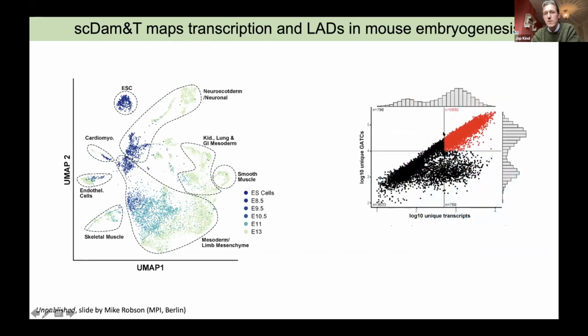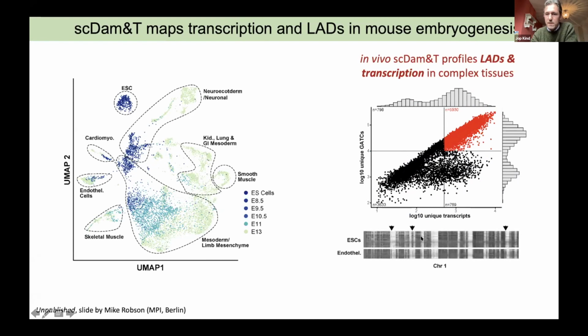Now we used quite strict selection criteria to select for the DamID cells that pass thresholds. We used 10,000 unique reads for the DamID and I think about 750 unique transcripts. And we obtained very nice, high quality DamID profiles for all the tissues.